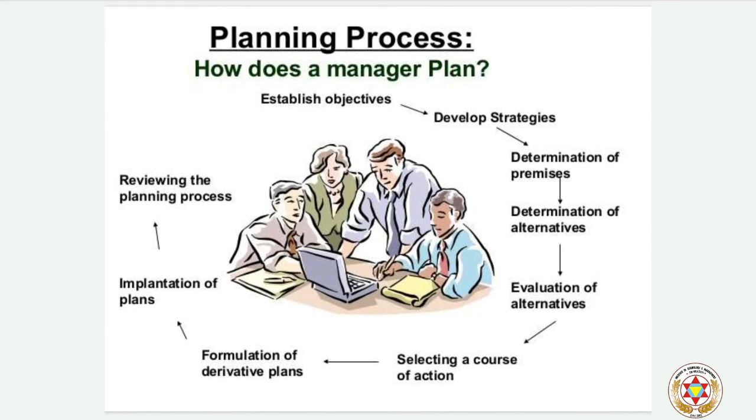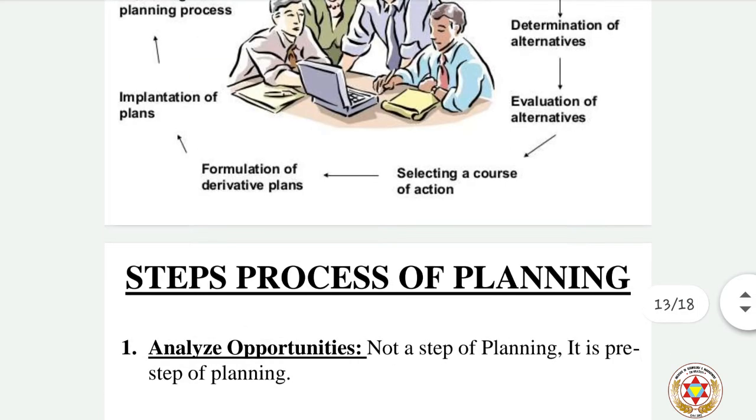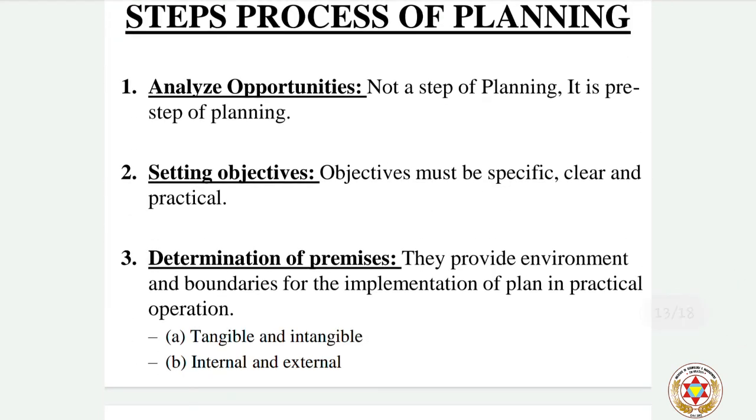It starts with establishment of objectives, then developing strategies to achieve those objectives, then determination of premises, which are the things that will be used, then determination of the alternatives from which the best can be selected, then evaluation of the alternatives and selecting a course of action to achieve the objective, then formulation of derivative plans, implementation of plans, and reviewing the planning process. Let's start with the first. It says analyze the opportunities. It is the pre-step of planning. It is not the first step, but it is the pre-step. It is essential for the success of the plan, and SWOT analysis is used under this.